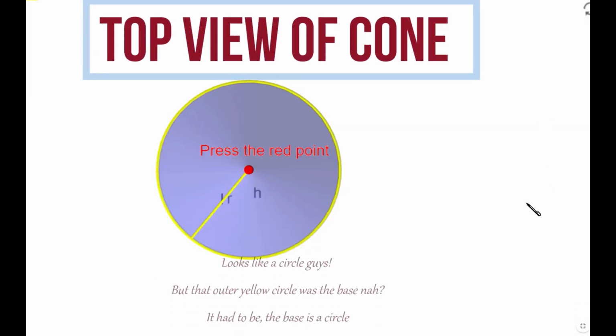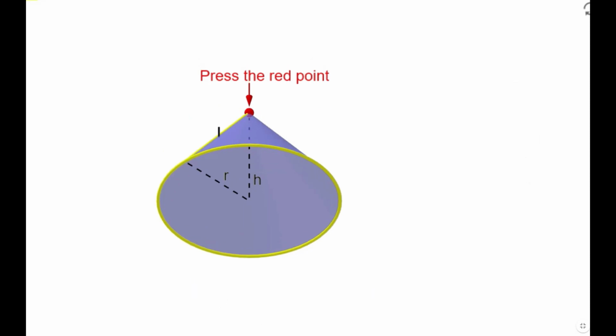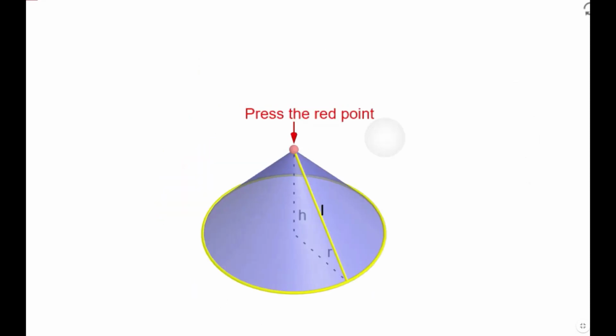If we see from the top of the cone, it looks like a circle, right? And from the bottom also it looks like a circle, and that bottom circle we are going to use to find the total surface area by adding it to the curved surface area.